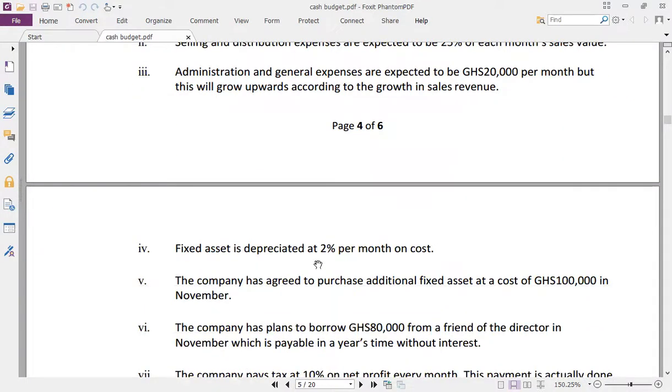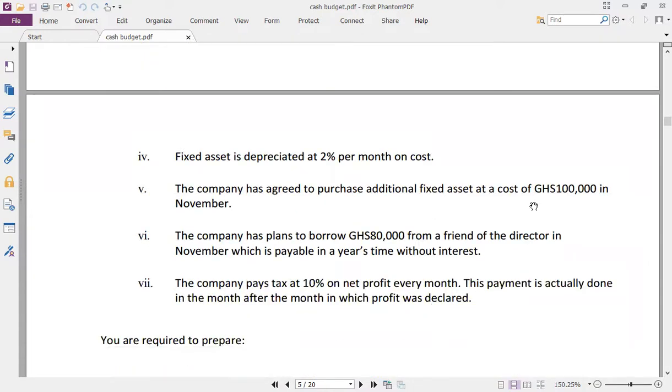Fixed assets are depreciated at 2% per month on cost. The company has agreed to purchase additional fixed assets at a cost of 100,000 in November. So it should be part of the November cash outflow, the payment. At the same time, add the PPE.